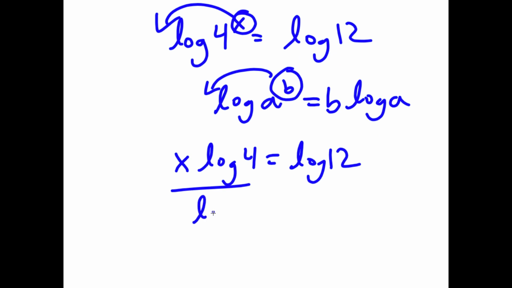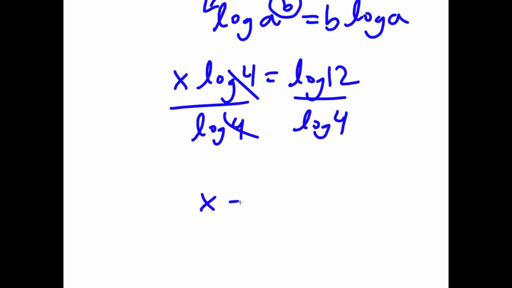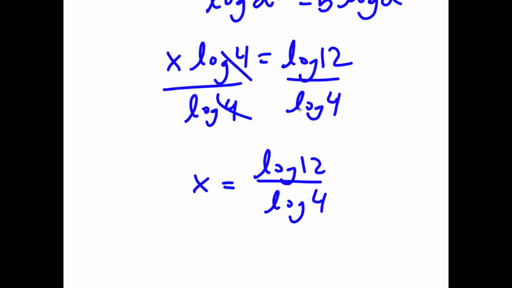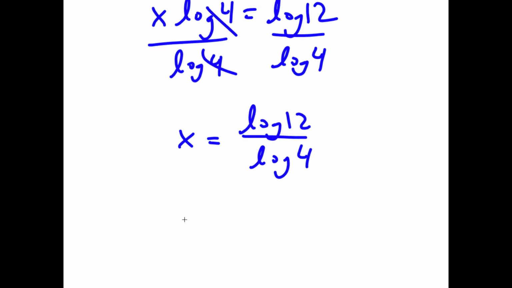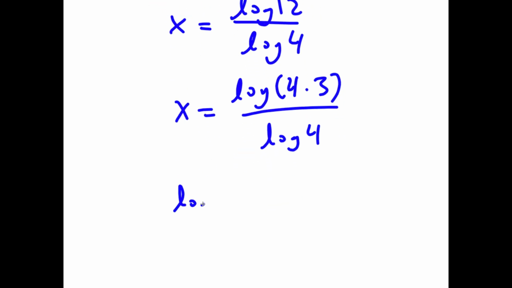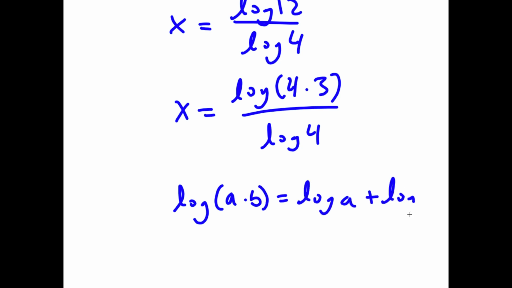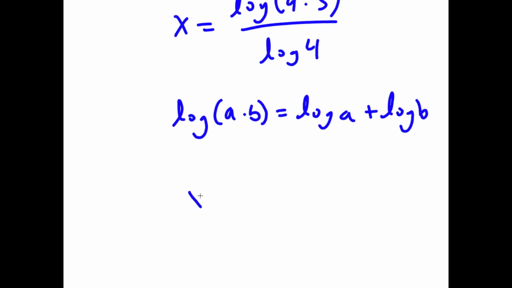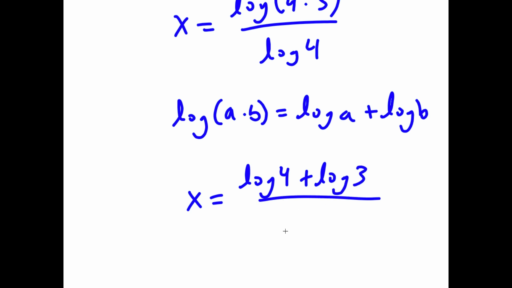Now, if I divide both sides by log 4, these two cancel out, and I get x is equal to log 12 over log 4. Now, I can rewrite log 12 as log of 4 times 3. So I have log of 4 times 3 over log of 4. And if I have something in the form log of a times b, this is equal to log a plus log b. So log 4 times 3, that's going to equal log 4 plus log 3. And I have this over log 4.